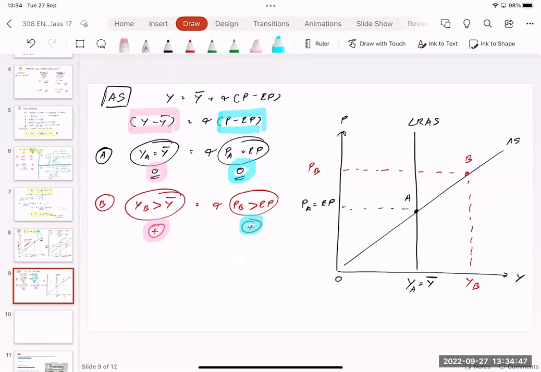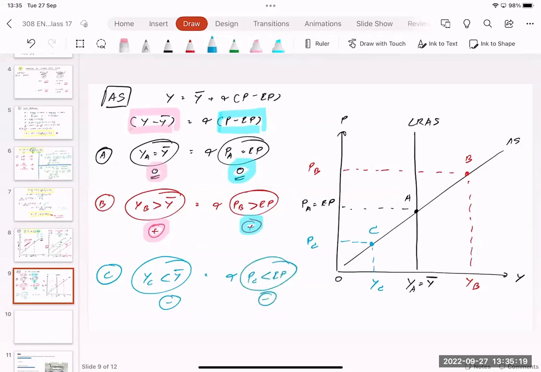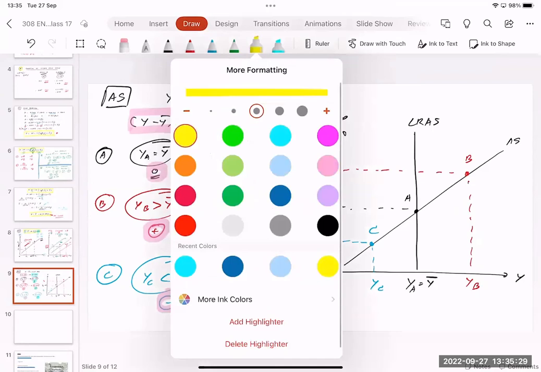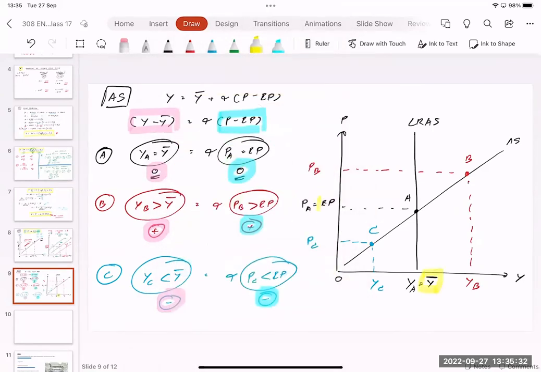So that's good. How about point C? Here, point C, you can see that YC is less than Y bar and PC is less than EP. So at point C, YC is less than Y bar, and the left side of the equation is negative. The right side of the equation should be negative too, right? PC is also less than EP, negative. So you can see that Y bar is always here, and EP is here.